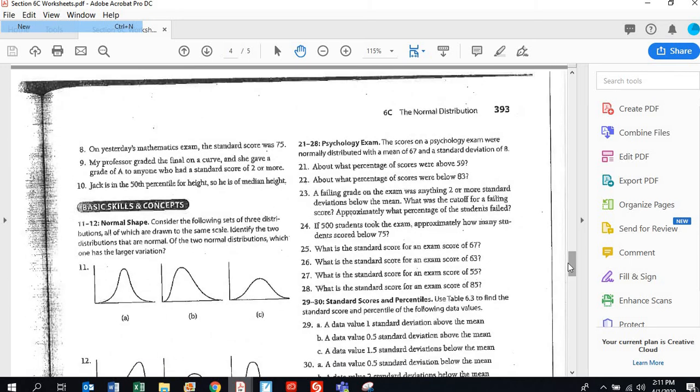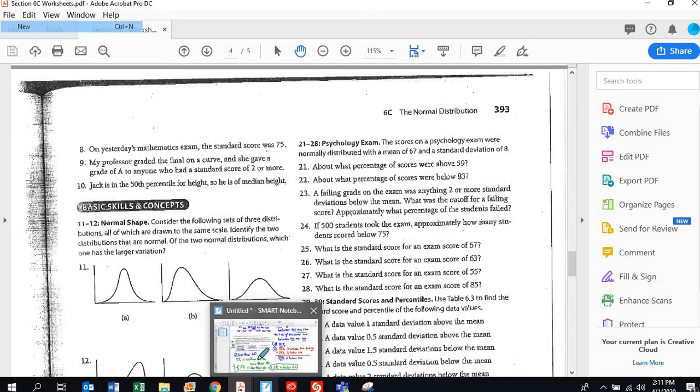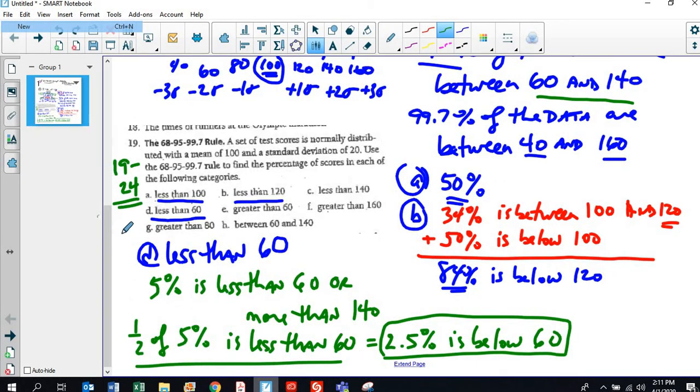So that's the first part of section 6C, and take a look at those few problems there. I will also break up your MyMathLab homework. The MyMathLab homework, I have two parts. One will be with the 68, 95, 99.7 rule. The other one will be regular with the normal distribution with the z-score. And I'll post that video here in a little while.